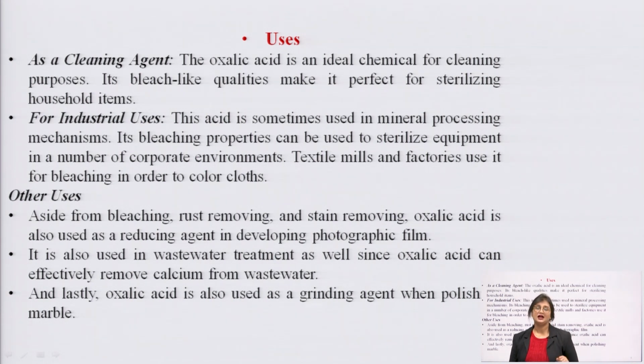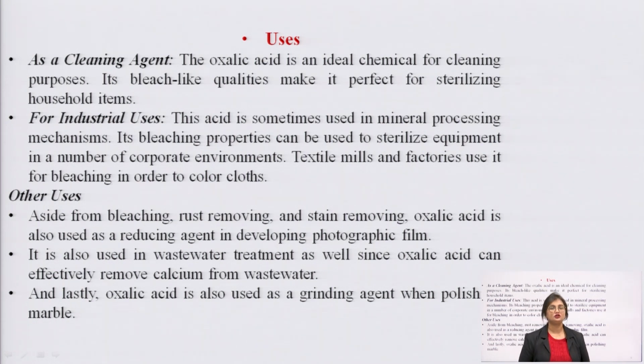So, basically, apart from being used as a cleaning agent, oxalic acid also finds its use in industrial purposes. In the industry, it is used for mineral processing, it is used for its bleaching ability, and it is used in textile mills and factories for bleaching purposes. Other uses include, aside from its bleaching ability, rust removing capacity and stain removing capacity.